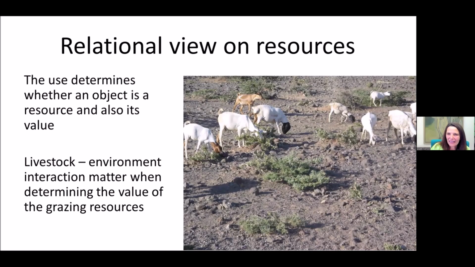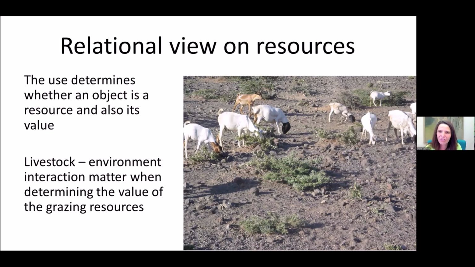So when we characterize rangelands with sparse vegetation and low primary productivity, we are not representing the value that rangelands have for pastoral livestock keepers. And that means we need to use a different view. We need to use the relational view instead of a substantive view on resources, also when we want to evaluate them. And this relational view means the use of the resource determines whether an object is a resource and also its resource value. I shortly want to explain this based on this picture.